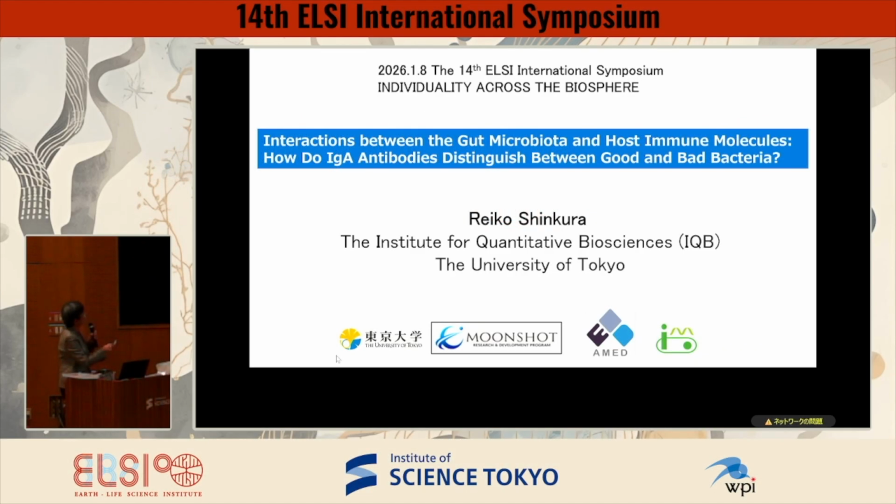So here I have a title: Interaction between the gut microbiota and the host immune molecules. Especially, my focus is the IgA secretory antibodies. So how do IgA antibodies distinguish between the good and bad bacteria for our health? Most researchers do not know which kind of bacteria are good or which are bad. But our immune system already knows, through the accumulated information from a long period of co-evolution.